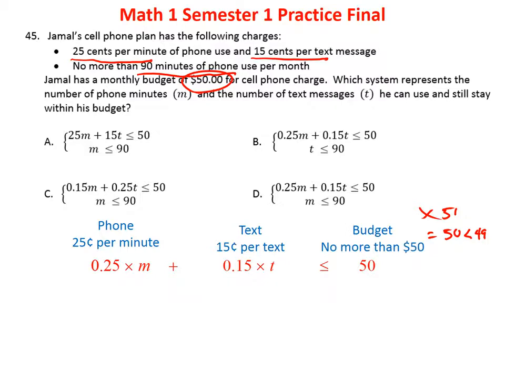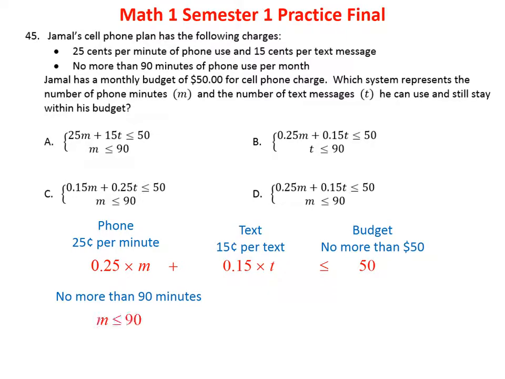All right? Now, what's the other side of this? He is not allowed in his phone plan to ever use more than 90 minutes. So the minutes have to be less than or equal to 90. For the same reason, he can do 90, but he can't do 91. Then we identify which one is that, and it is D.